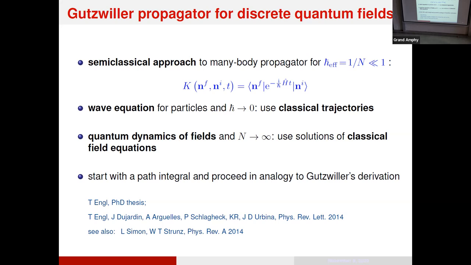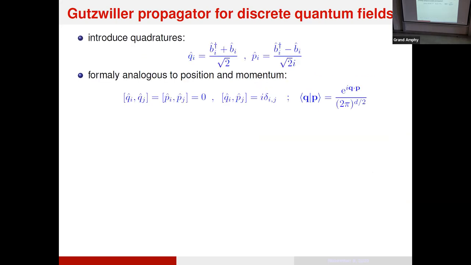So we would like to get to a kind of Q-P type representation. And you can do this by introducing so-called quadratures. So this is Q and P, formally analogous to single particle positions and momenta, though you shouldn't interpret them in the literal sense. They're called quadratures in the quantum optics community. You see that they are just linear combinations of a and a dagger, similar to the harmonic oscillator. And they fulfill the canonical commutation relation, similar to the Q-P pair in the single particle context.